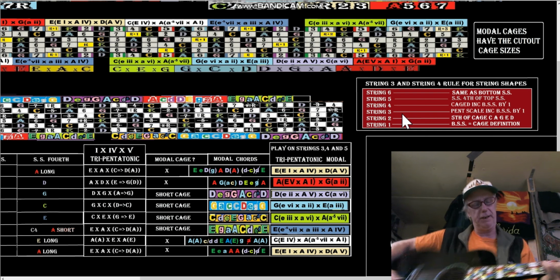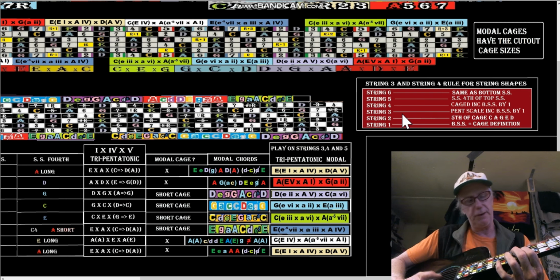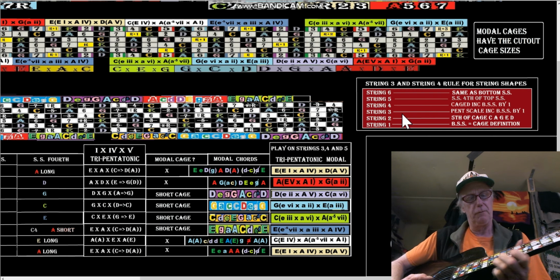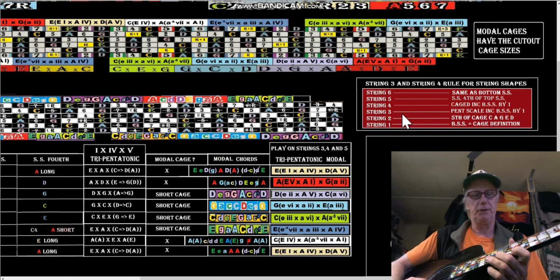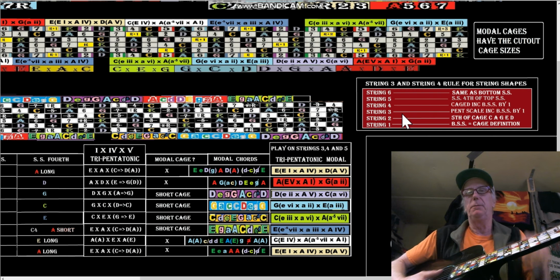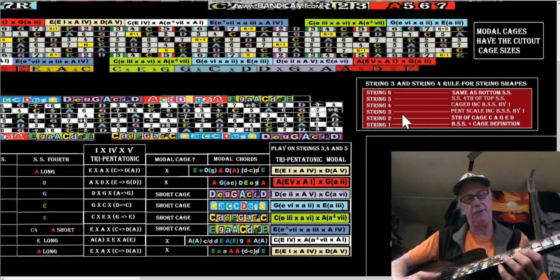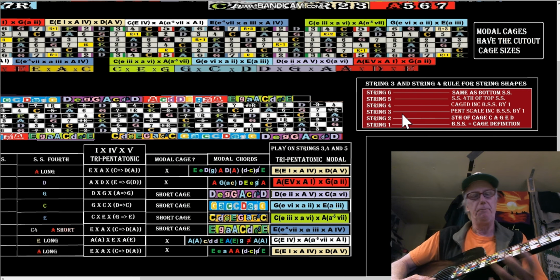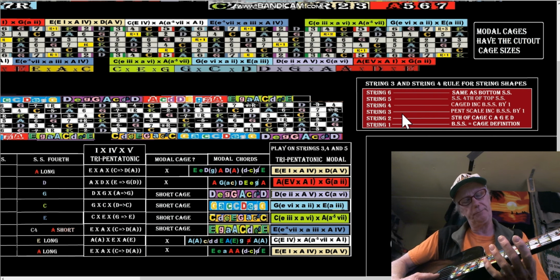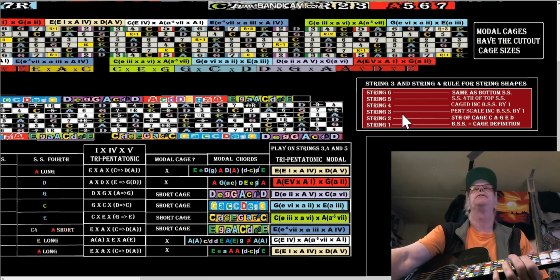So if you're just playing an A string shape in the middle of nowhere here, what cage are you in? Well, you can just follow right there. You're in the G cage. So that's the play it up. Play it up in string shapes, the fifth of A, the fifth of that, the fifth of that, you get to G.